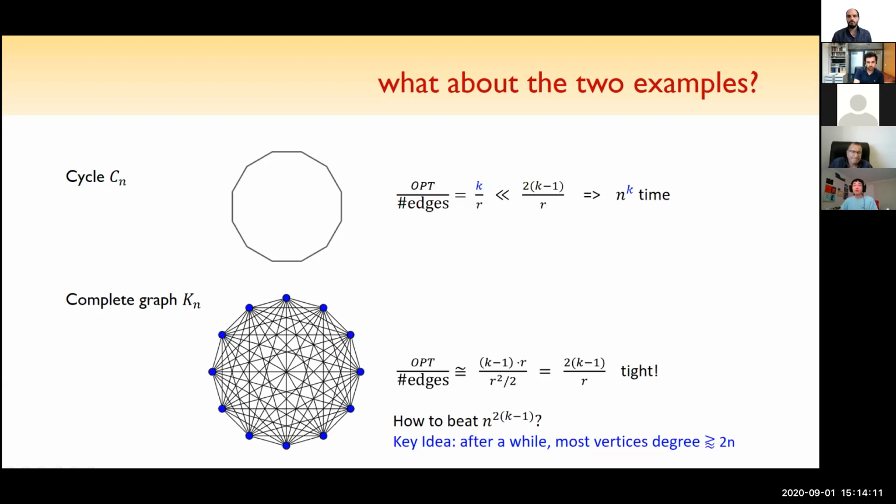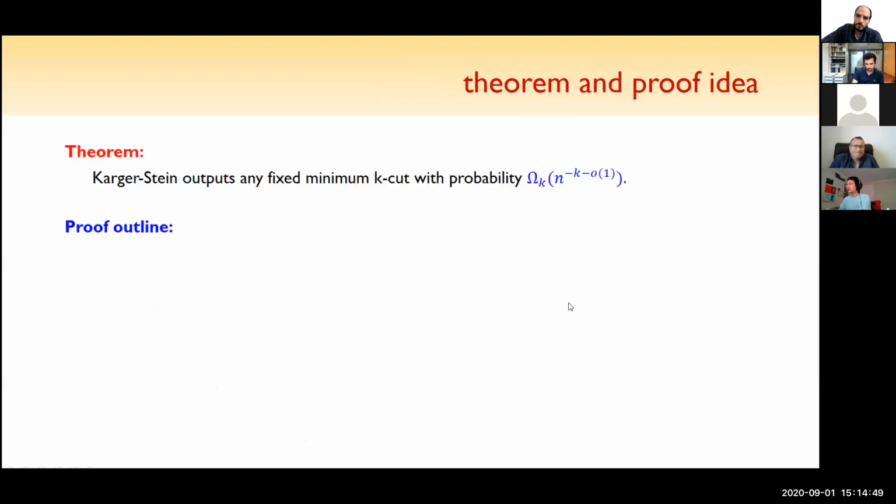So now I'll give you a quick teaser of why such a statement might be true. In particular, for the clique, the more quantitative statement we get is that after a while, most of the vertices will actually have degree at least 2n, not n. That's good for us because that increases the number of edges while keeping the opt the same. And the factor 2 we get when compared to the original degree n minus 1 is exactly what shaves off the factor 2 in this analysis.